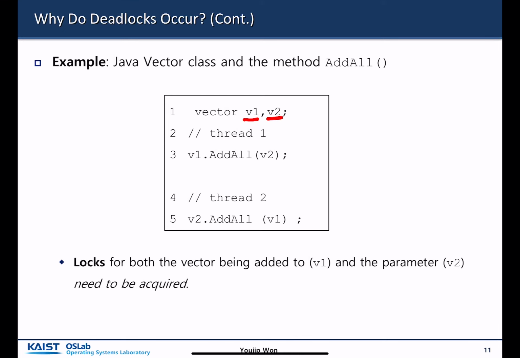In this interface addAll, it has to acquire the locks on both of the vectors, vector 1 and vector 2. But assume that it has some predefined order of acquiring the lock. For example, let's say here it acquires the lock for v1 first, and then it locks v2. And then in the same manner for thread 2, it will acquire the locks on v2 and then v1. It will lead to the deadlock.